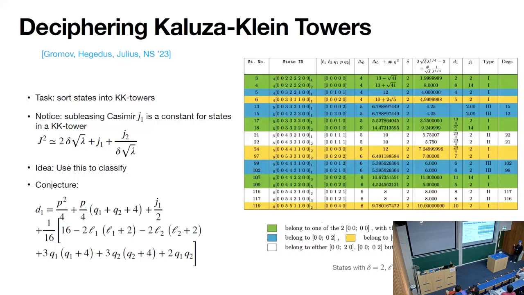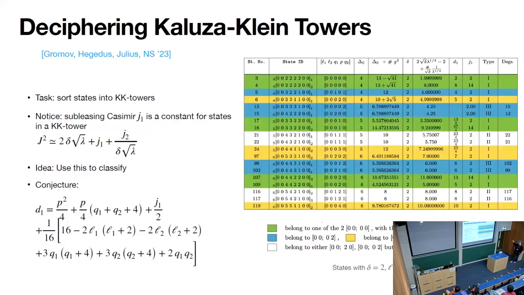And we saw that yes, we can assign our states to consecutive towers, and we do it by measuring the quadratic Casimir, and we measure the subleading coefficient of it. Then we saw the pattern that states with the same value of J1, which is this subleading Casimir, can be assigned to the same consecutive tower. And this coefficient J1 distinguishes two degenerate KK towers.